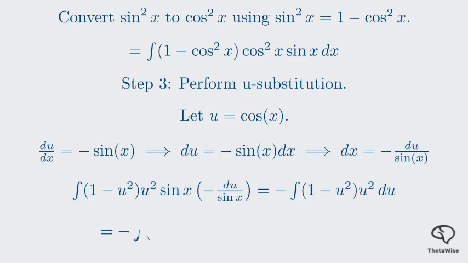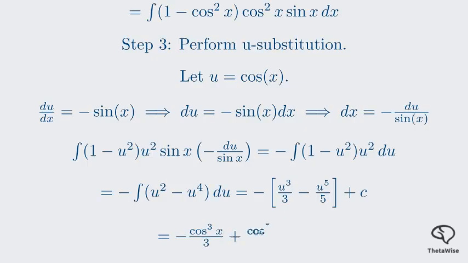Expanding the terms, we have negative the integral of u squared minus u to the fourth with respect to u. Integrating term by term gives us negative the quantity u cubed over 3 minus u to the fifth over 5 plus c. Finally, we substitute back u equals cosine x. Our final answer is negative cosine cubed x over 3 plus cosine to the fifth x over 5 plus c. Verified using the memo. Our third example in this category deals with a product where both powers are odd.